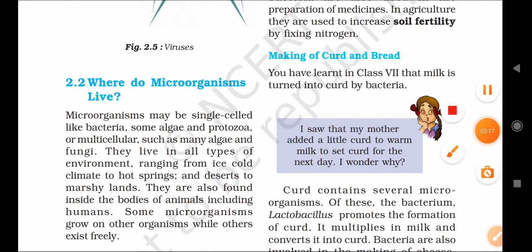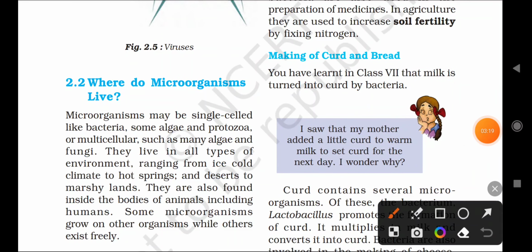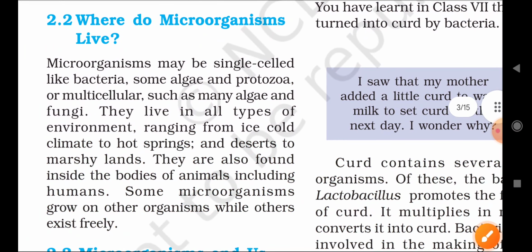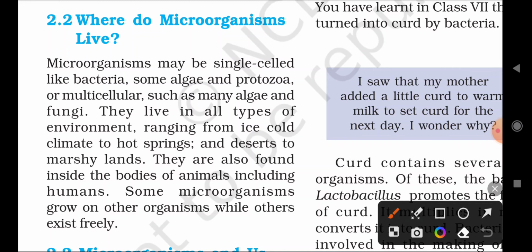Next question: if these types of organisms exist, where do they actually live? Just like we live in our homes, animals live in their own kinds of houses and birds live in their nests. Similarly, where do microorganisms live? That is what you have to study here.